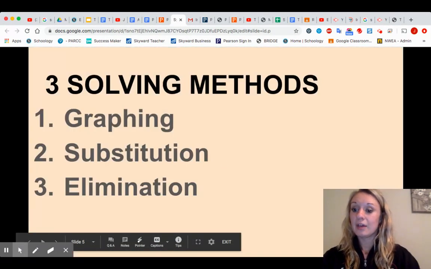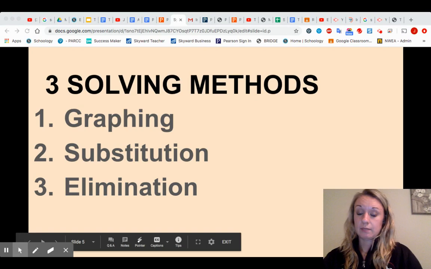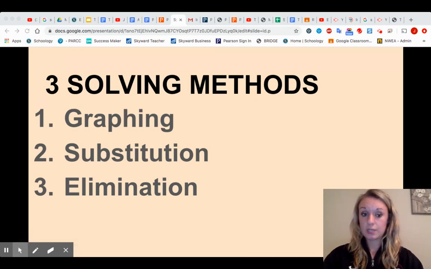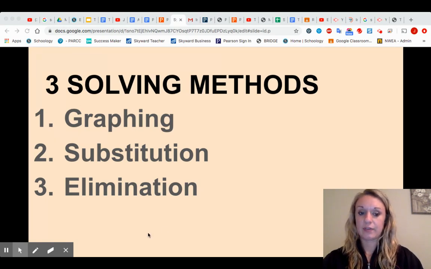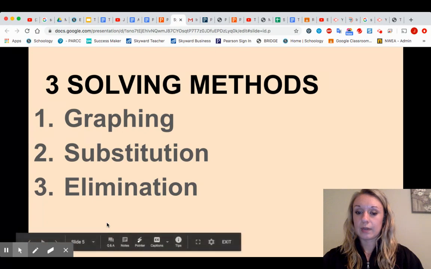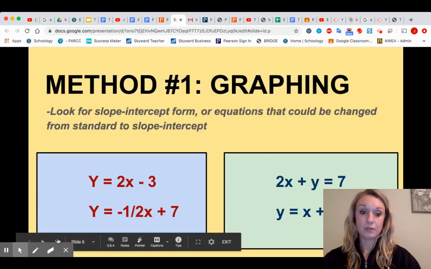Moving on, we have three methods to solve a system. We've got graphing, substitution, and elimination. Personally, and I think we all kind of agreed as a class, graphing's the easiest when it's possible with our equations. Substitution and elimination are very quick and easy, very procedural. So just remember, I'm going to show you a few quick tricks to figure out which method is the best and how to really do that.